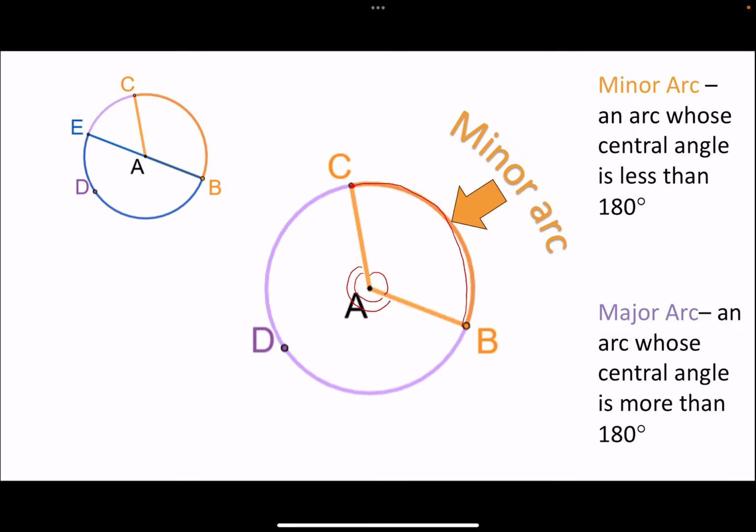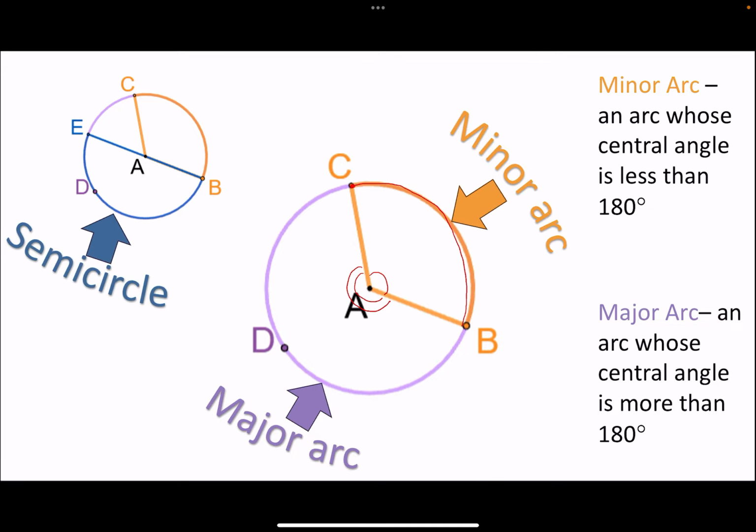And then if we are working with a diameter of a circle, then we're working with a semicircle. Because this chord EB goes through the center A, EB is a diameter of the circle. And anytime you find a diameter of a circle, that means that you've cut the circle into 2 equal pieces. 1/2 of that circle is a semicircle, and the other half is another semicircle.